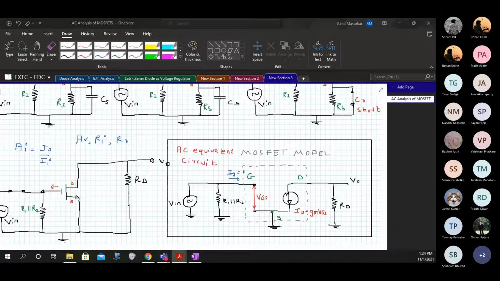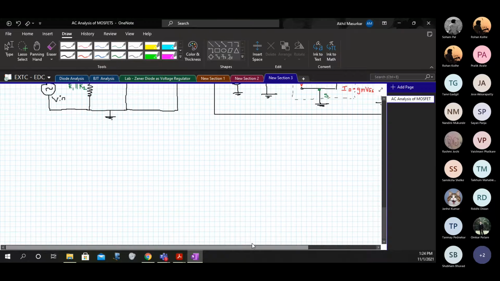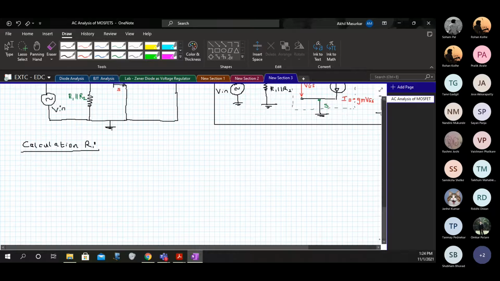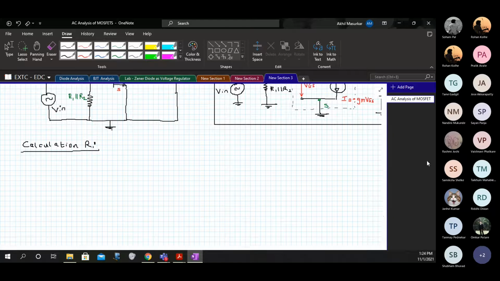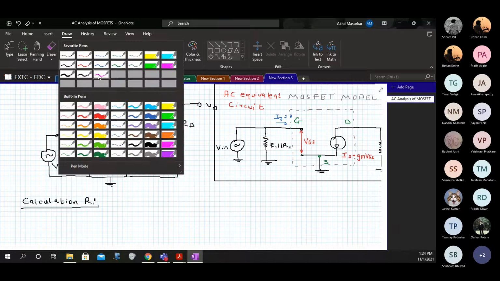Yes. So the first thing we will calculate is, I'll write here, calculation of Ri. These calculations are simple because there is an open circuit in the model. So basically it's very easy to calculate the current values and the voltage values. So what is Ri? Ri is the resistance seen from this side.